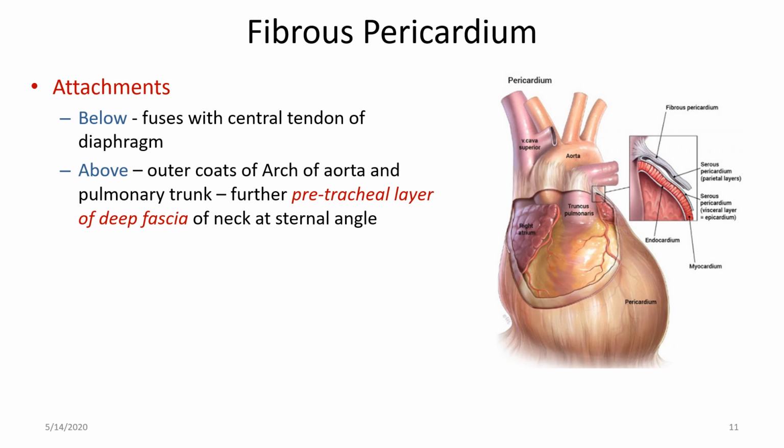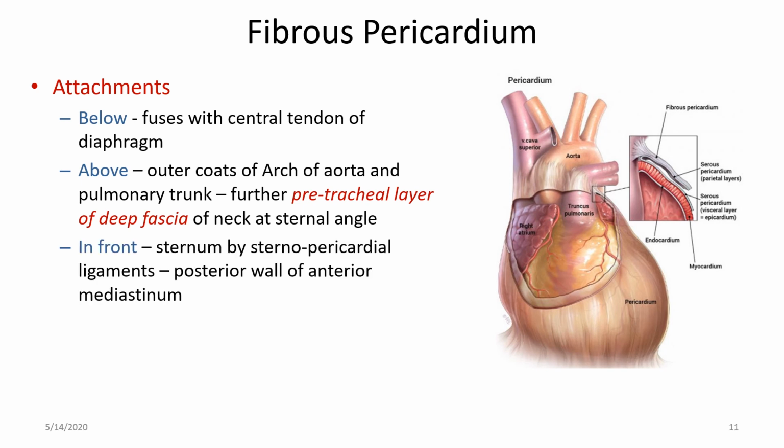That is the attachment of it above and below, and anteriorly or in front, it is connected to the sternum by sternopericardial ligaments. And the fibrous pericardium is forming the posterior wall for the anterior mediastinum.